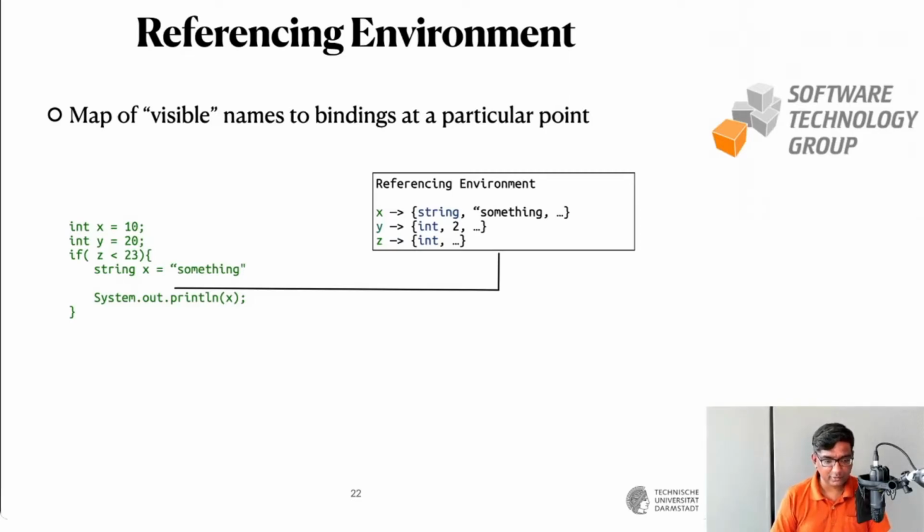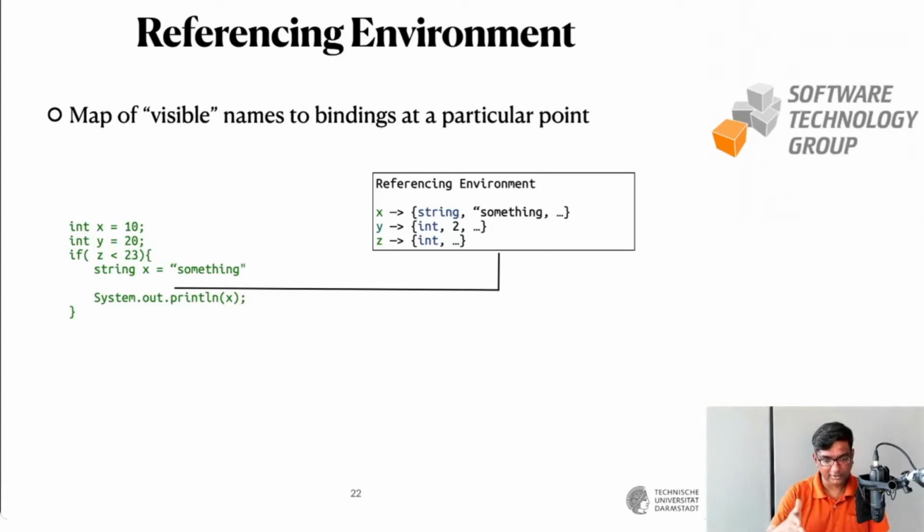Then there is the variable z, which we can assume is defined elsewhere to be an integer, and then it's used in the conditional, and then string x equal to something, and so on and so forth. So the referencing environment at the point after the statement string x equal to something is done would look something like this.